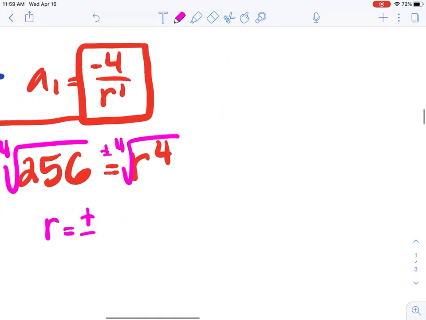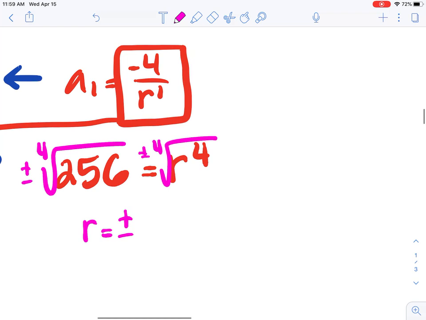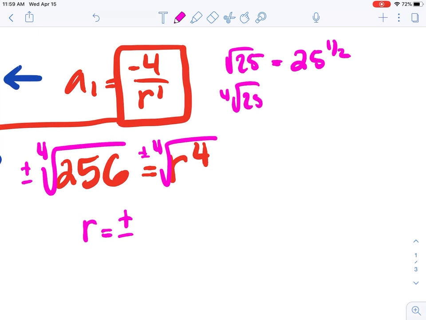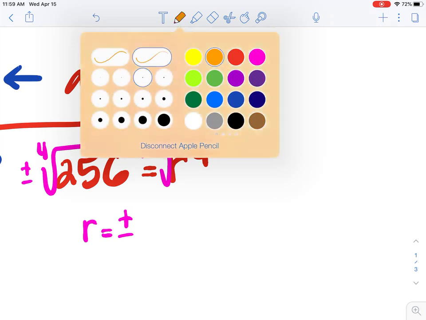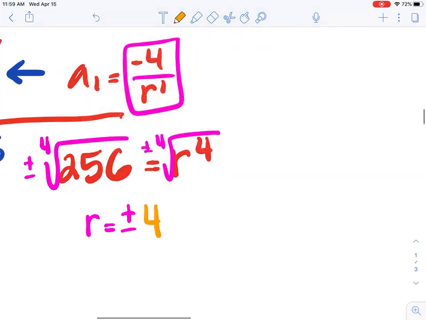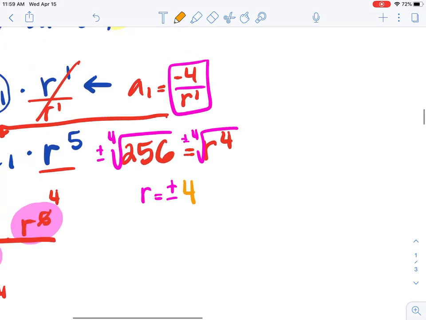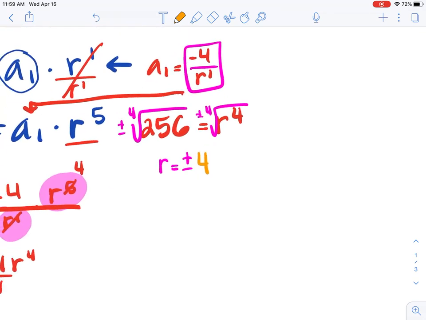Now, for the fourth root on your calculator, what we have to remember is that if I did the square root of 25, that's the same thing as 25 to the 1/2 power. So the fourth root of 256 is the same thing as 256 to the 1/4 power. So go ahead and try that. Make sure you're getting the same answer as me. Okay, so you should get that it is plus or minus 4. You could have also square rooted twice, but if it was a fifth root, you can't do anything about that. So that's why you need to know how to do it.